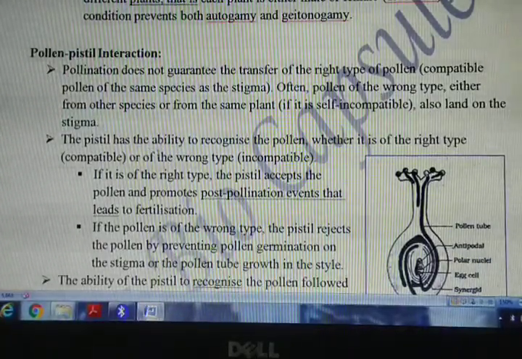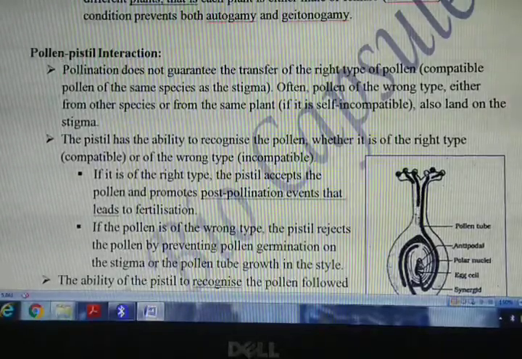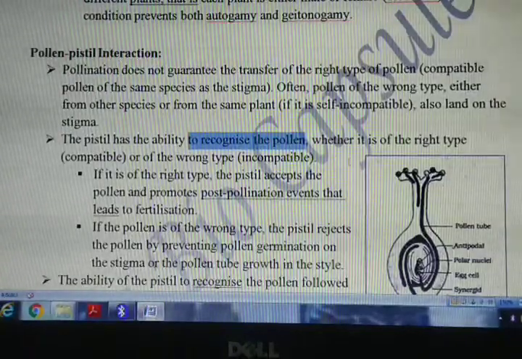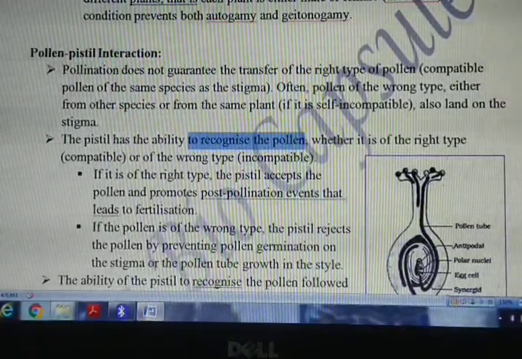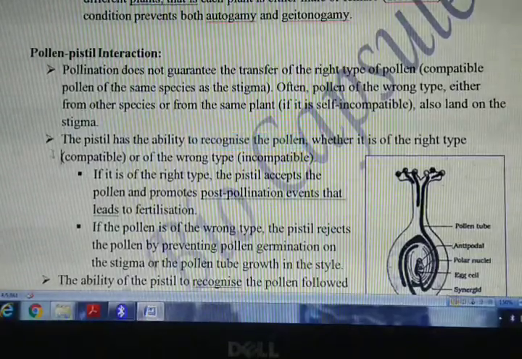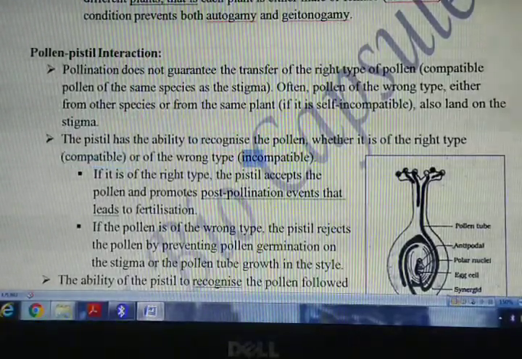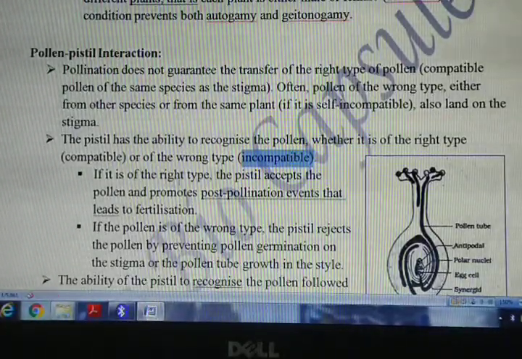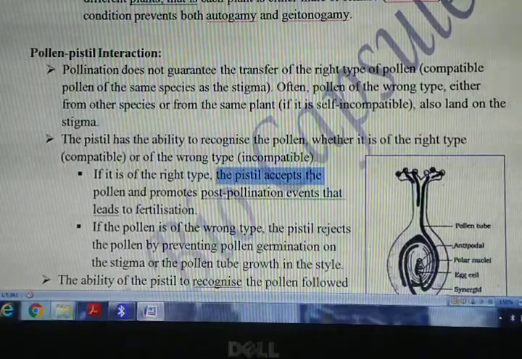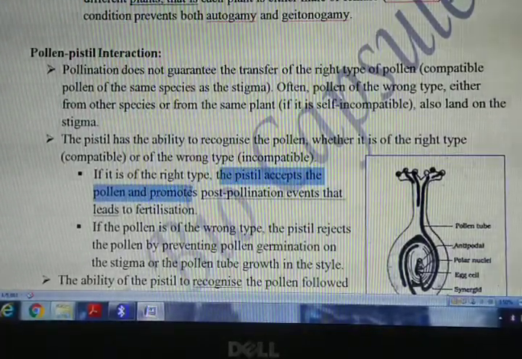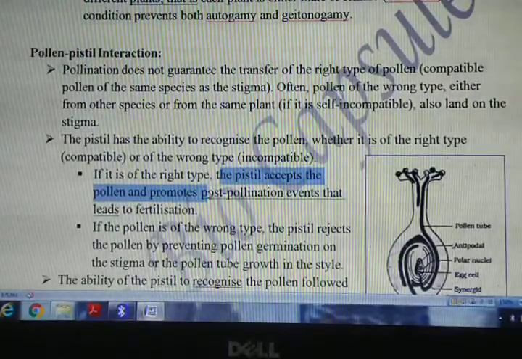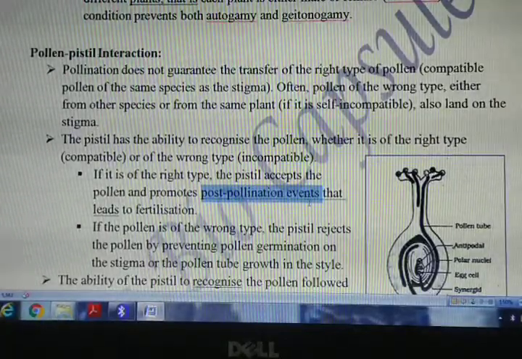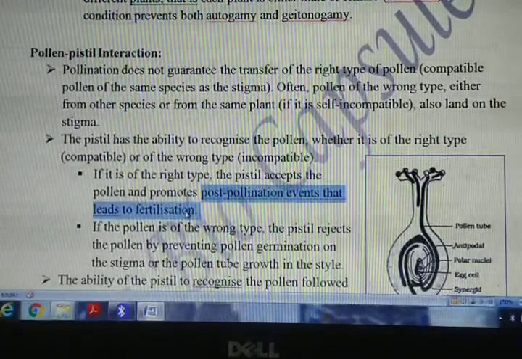Now here the pistil is able to recognize, as I mentioned earlier, the pollen, whether it is of the right type or a wrong type. Right type है तो compatible, not right यानी wrong है तो it will be called incompatible. Means the pistil has this ability. Now if it is of the right type, then the pistil is going to accept the pollen. It is going to promote the further events, that is, post pollination events are going to follow, and that is going to lead to fertilization.